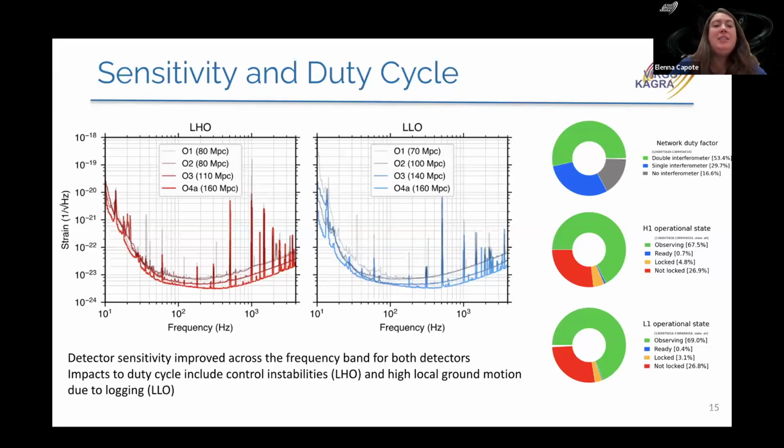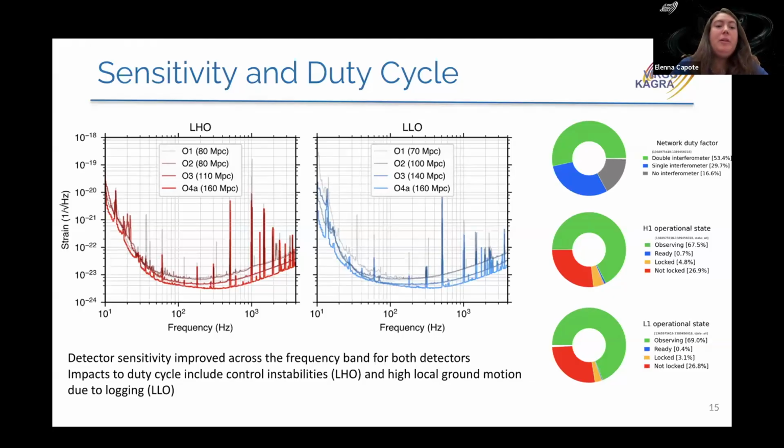And this plot is nice because it's showing you the evolution of our sensitivity from observing run 1 all the way through observing run 4, which is the nice bright red and blue colors here for LHO, LIGO Hanford Observatory, and LLO, LIGO Livingston Observatory. And so you can see that both detectors have improved their sensitivity all across the frequency band.